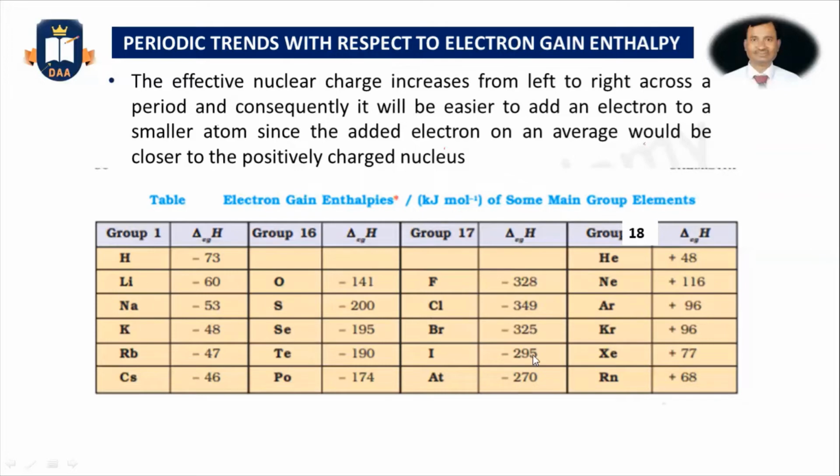You can also see with this value that along the period, from left to right, this value increases, and the symbol is obviously negative. So a negative sign and increasing value means it's very easy to add an electron to this particular atom.